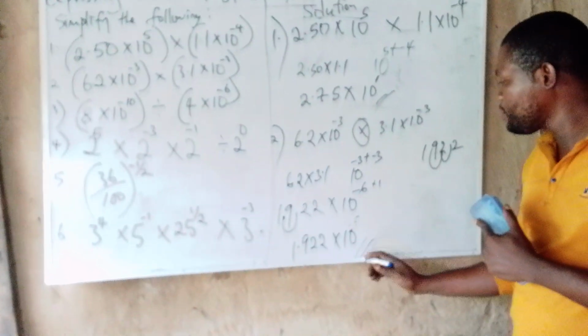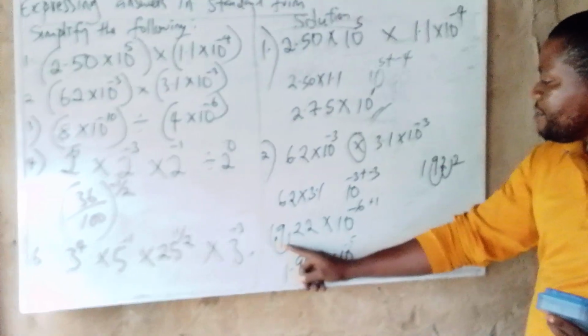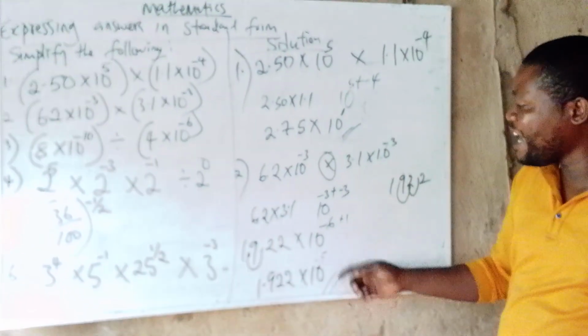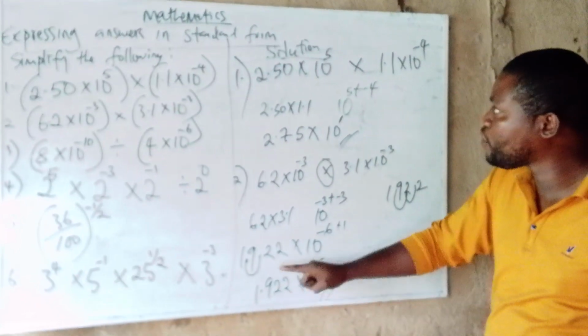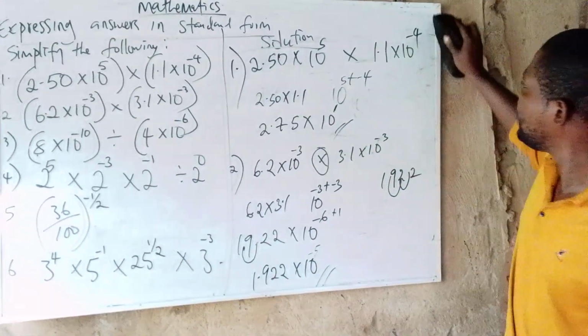So there's no way in your options that after solving, if you leave your answer in 19.22 times this, you are wrong. I believe you will not see this in your options. You will always come down to this particular point in your answer.